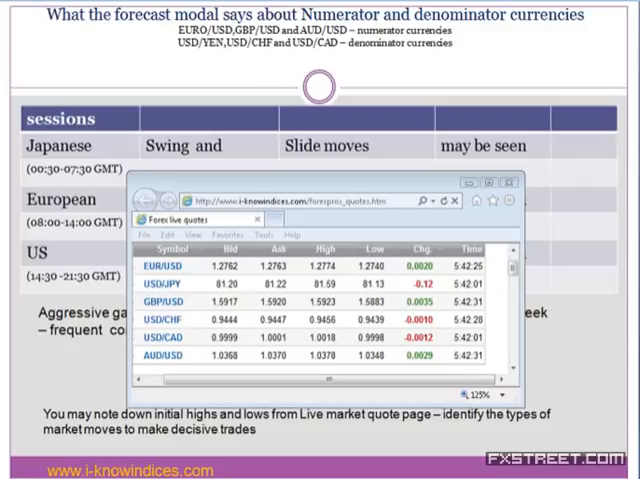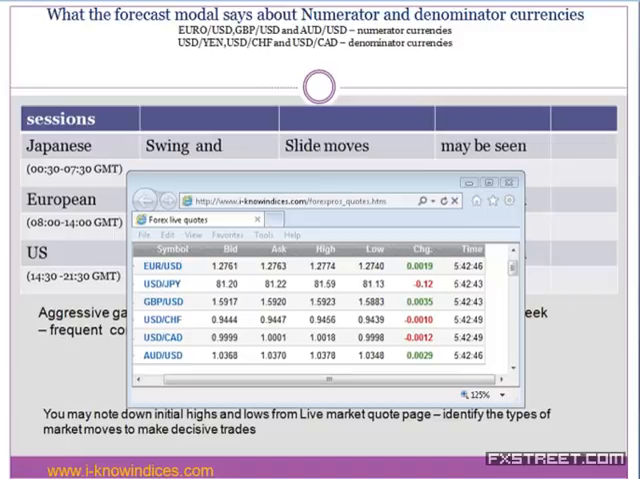On Thursday will be a holiday in the USA. Will there be an impact? See, whenever there is a holiday in any particular country, if it is at the beginning of the week, then probably the volume might be low. They may not make any big moves.